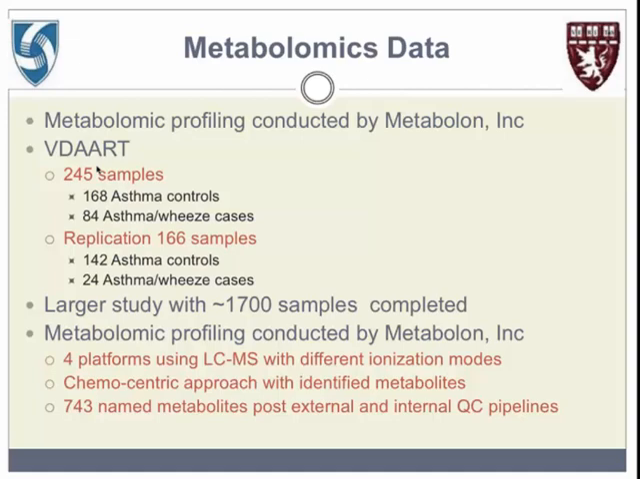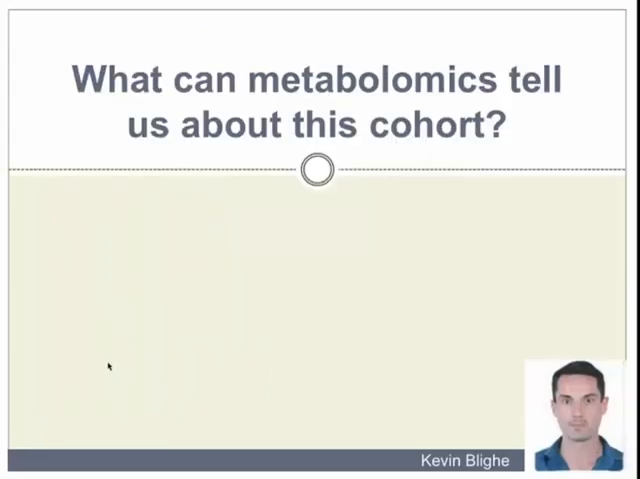This is all in the context of a much larger trial, where we are looking at approximately 1,700 samples from the VDAART cohorts. At the end of the day, using the 4 platforms from Metabolon with their chemocentric approach that identifies metabolites with authenticated standards, we had 743 named metabolites that we used after both their QC pipelines and our own QC pipelines.